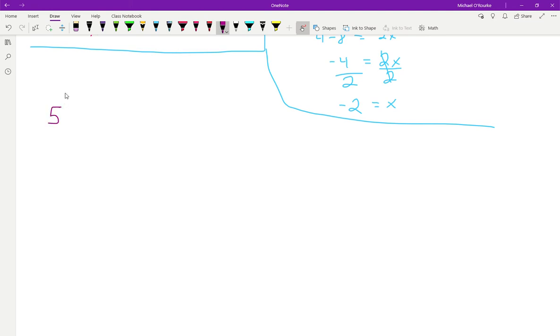5 to the power of 10 plus 2x equals 125.